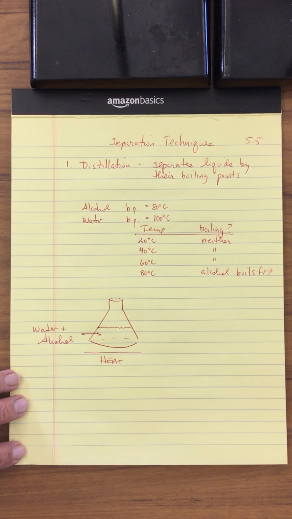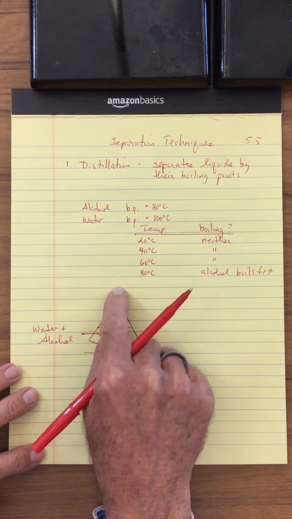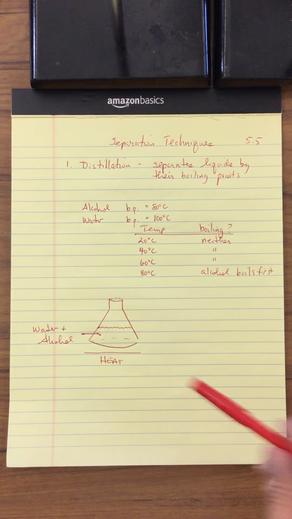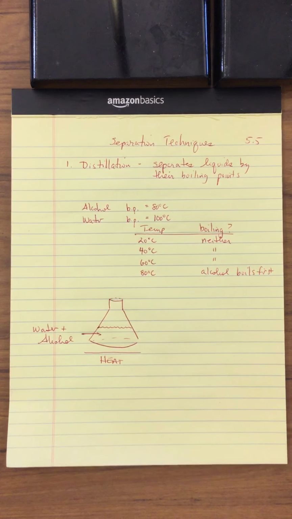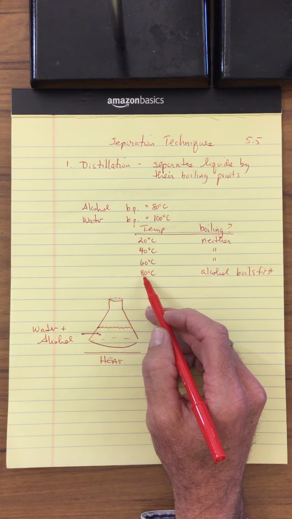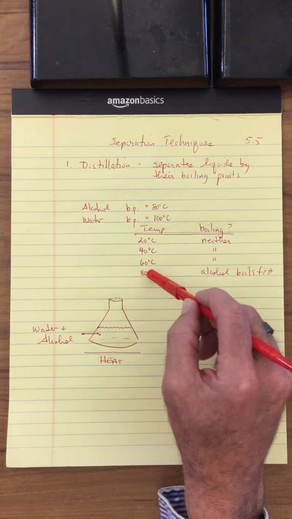And if we keep it at 80 degrees, what's going to happen to all my alcohol vapors? All my alcohol vapors are going to evaporate and then disperse into the room. Guess what I'll be left with down in the bottom after all of the alcohol evaporates? I will be left with pure water because I boiled off all of the alcohol at 80 degrees Celsius. So I've now separated my alcohol from my water.